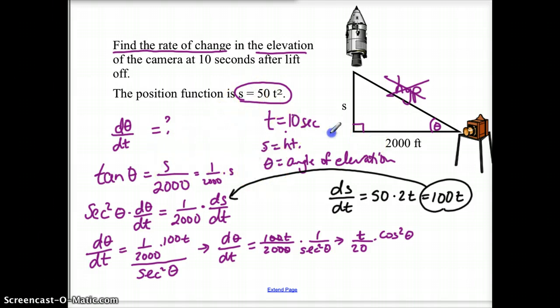because we know that our time is 10 seconds. So when time is 10 seconds, 10 squared is 100 times 50. So 50 times 100 is 5,000. The height of this rocket ship at 10 seconds is 5,000 feet. So if we know that's 5,000, and this is a constant 2,000, so at the point 10 seconds after liftoff, we can find the angle here.